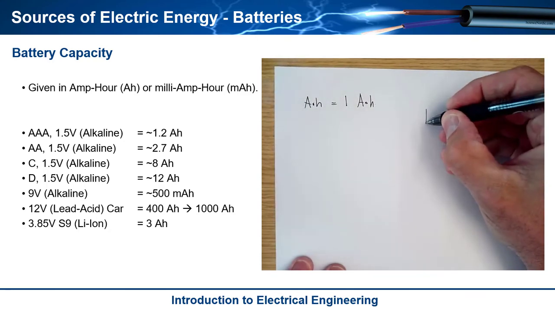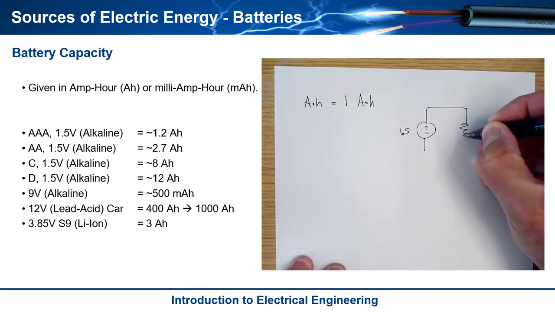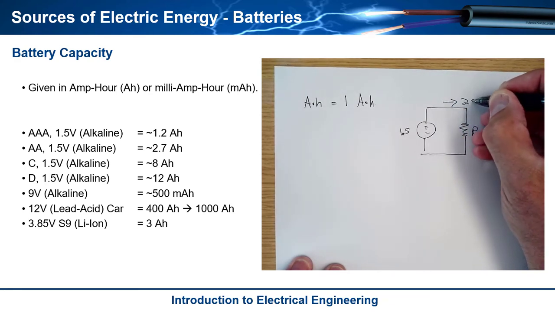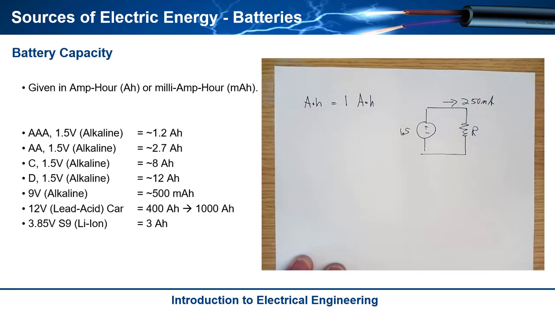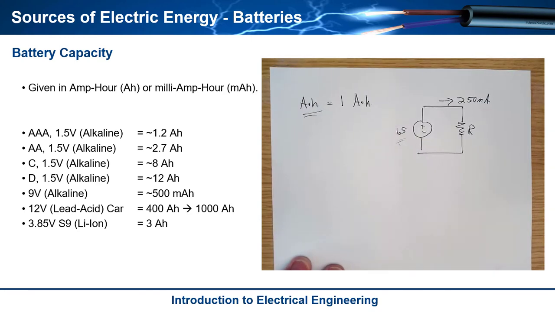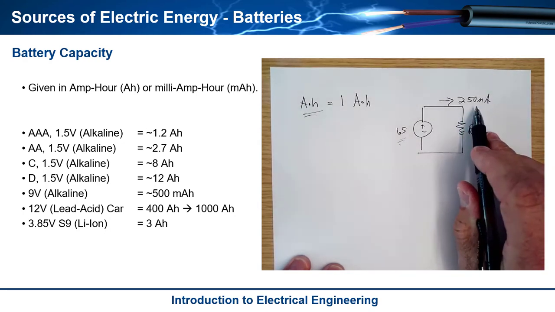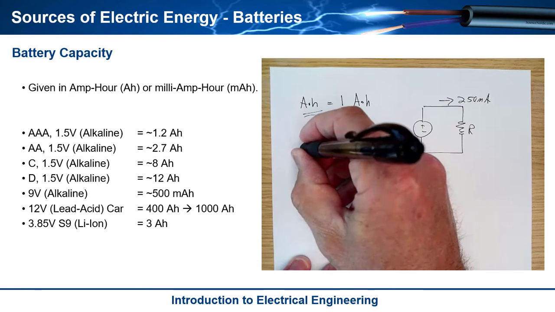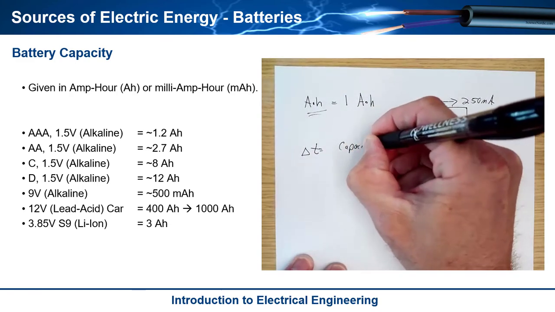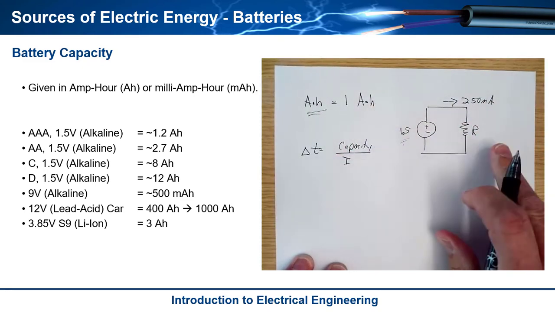So for example, let's say you had a circuit, plus or minus, and you put 1.5 volts across it, and you had a resistor out here, and you pulled, let's say, 250 milliamps. This is the rating of the battery that's giving me 1.5 volts. How do I figure out how long this circuit will last before the battery's dead? Well, you just take a look at the units, and the delta time is going to be the capacity divided by the current draw. Okay, and you can just kind of see the units there.